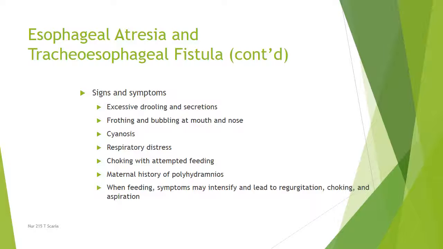For the purpose of exam, we are going to focus more on the signs and symptoms and the nursing management. We are not going to focus much on the pathophysiology for the exam purpose. The signs and symptoms of esophageal atresia and tracheoesophageal fistula are excessive drooling and secretions, frothing and bubbling at mouth and nose, cyanosis, respiratory distress, choking with attempted feeding, maternal history of polyhydramnios, and when feeding, symptoms may intensify and lead to regurgitation, choking, and aspiration.